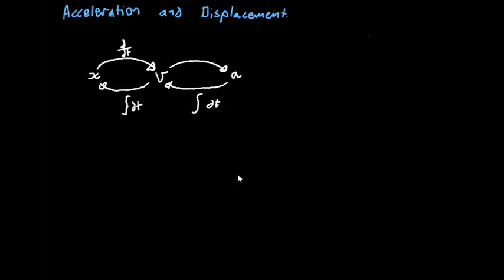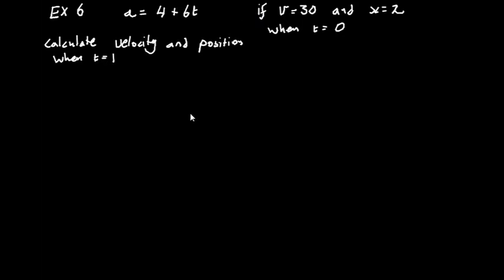Again, just talking about that little diagram, if we need to find our displacement, if we're given our acceleration to start with, we just need to do it twice, finding the antiderivative twice, and so forth. So we're just looking at acceleration and displacement now. So we've got a particle moving in a straight line, so its acceleration is given by a equals 4 plus 6t.